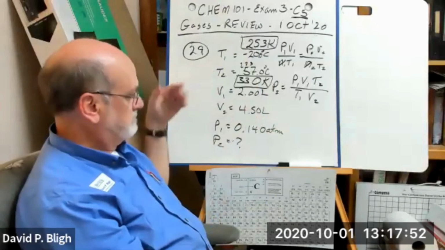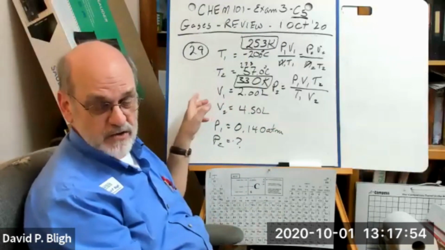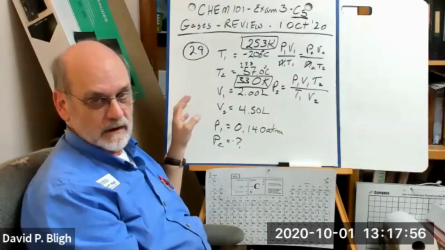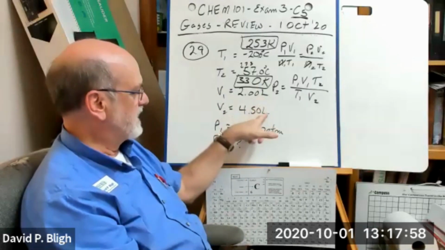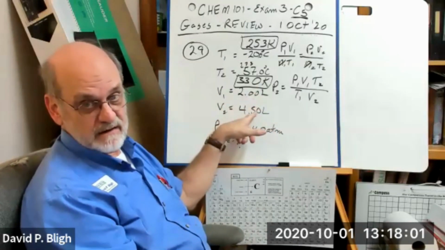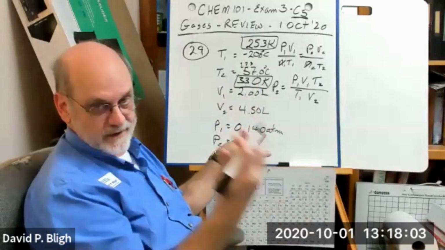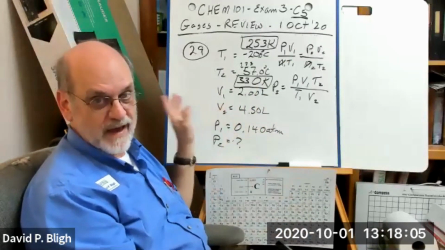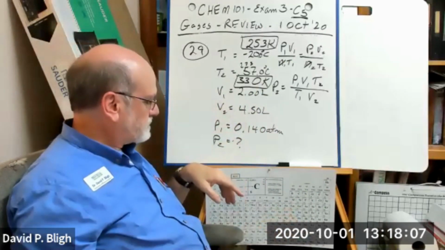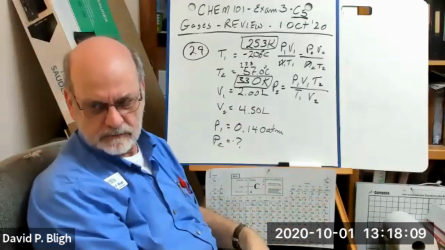The rest of them, as long as the units of measure for the others are the same, you don't have to change them. This could be milliliters. This could be cubic feet. This could be millimeters of mercury. Doesn't matter. Except when you go looking for the answer.